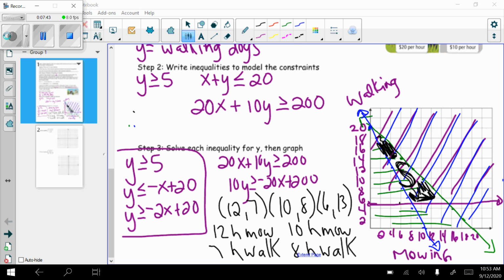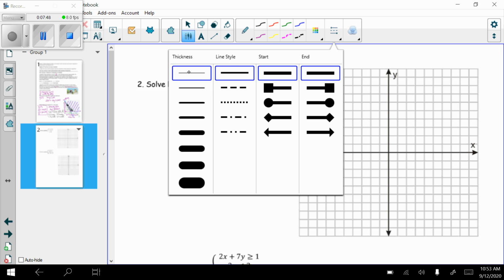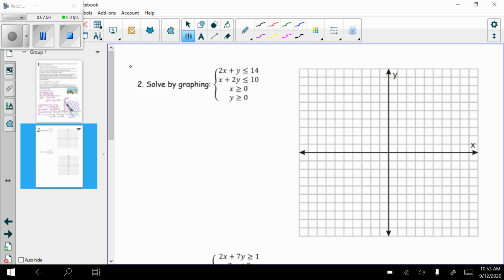Let's look at the second page. So now instead of a word problem, we just have 4 inequalities that we want to graph. We have 2x plus y is less than or equal to 14, x plus 2y less than or equal to 10, x greater than or equal to 0, y greater than or equal to 0. The ones that don't have y all by itself, we're going to go ahead and solve. So I'll start with the first one, 2x plus y less than or equal to 14. When I get the y by itself, y less than or equal to negative 2x plus 14.